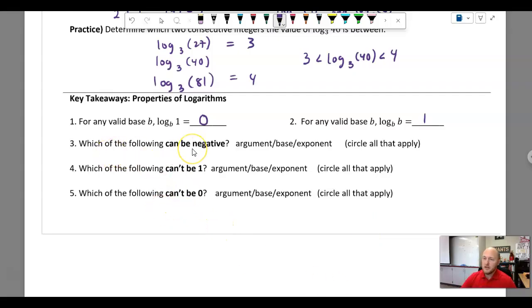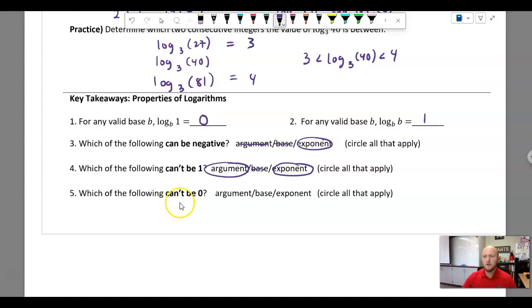Number 3: which of the following can be negative? Can an argument be negative? No. Can a base be negative? No. Can an exponent be negative? Yes. You can have a negative exponent. Number 4: which of the following can't be 1? The argument can be 1. We talked about that, that this is a property. The base cannot be 1. But an exponent can also be 1. That's also another property here.